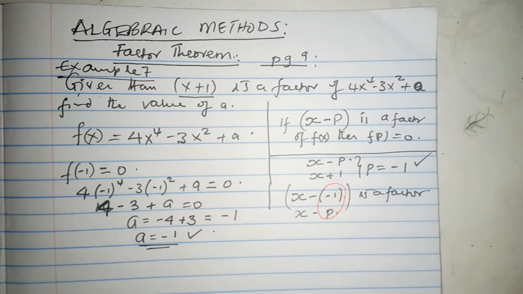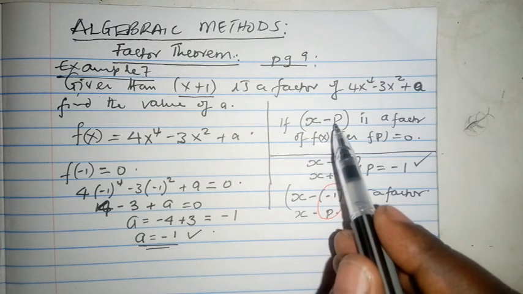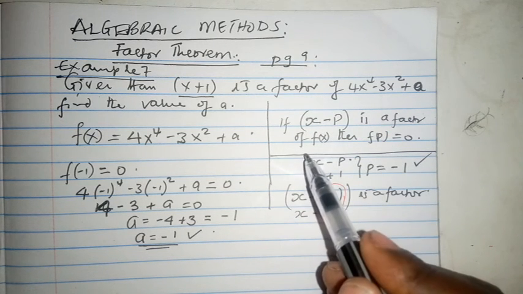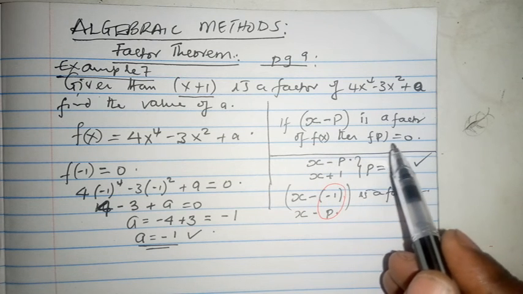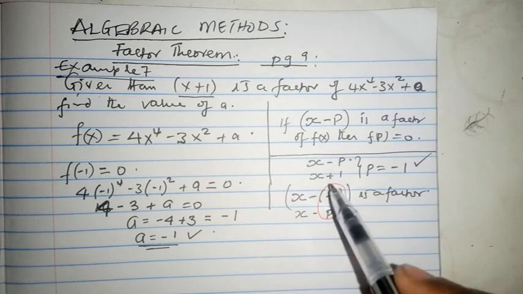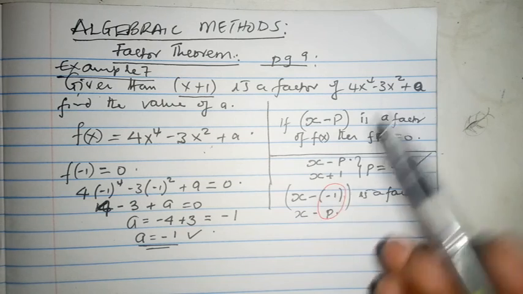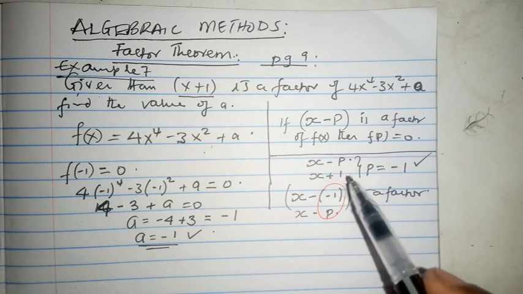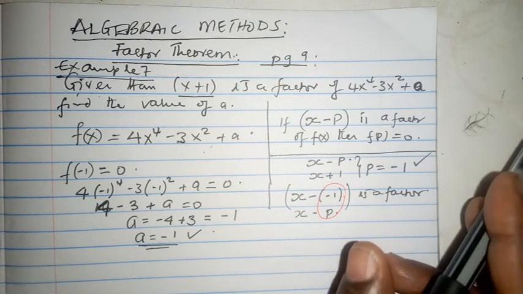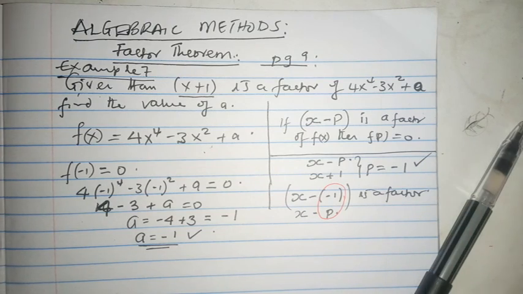We have been helped by the factor theorem knowledge that if x minus p is a factor of f(x), then f(p) is 0. But of course we had x plus 1 and we had to take care of the sign there. Please don't be deceived there.